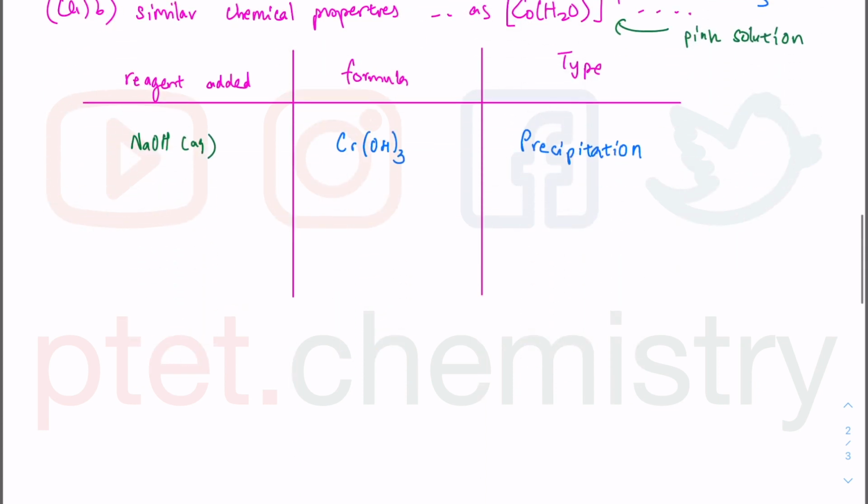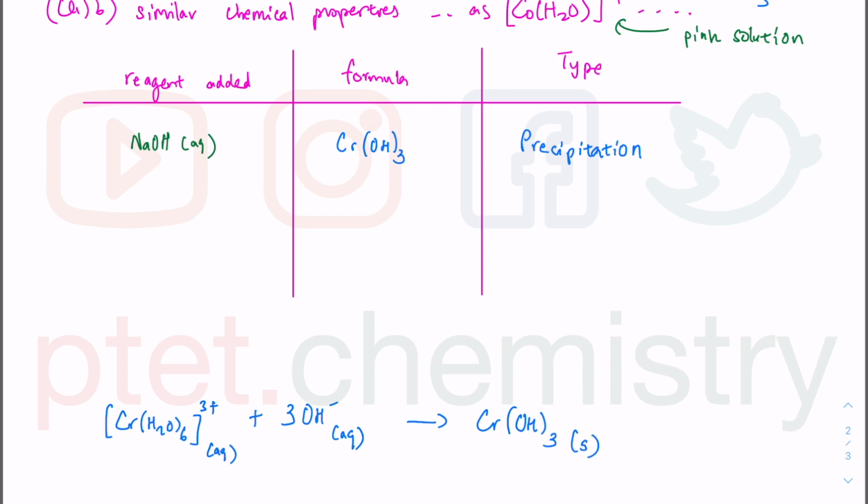Back in year 9, you will be expected to write an ionic equation. So chromium 3 plus, which of course is actually chromium H2O 6, and then 3 plus, aqueous. I'll add in 3 aqueous hydroxide ions, and I'll kick out chromium hydroxide as your solid precipitate, and I'll also kick out the 6H2O. So this is the ionic equation for that precipitation reaction.